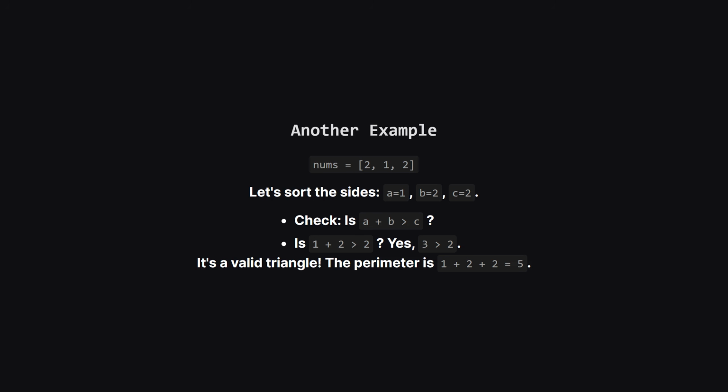Okay, how about a successful case? Let's say our input is 2, 1, 2. First, let's think about them in sorted order to make it easier. 1, 2, and 2. Now we apply our simplified rule. Is the sum of the 2 smaller sides greater than the largest? Well, 1 plus 2 is 3. Is 3 greater than the other side, which is 2? Yes, it is. So we have a valid triangle. The perimeter is just the sum of the sides, which is 5.